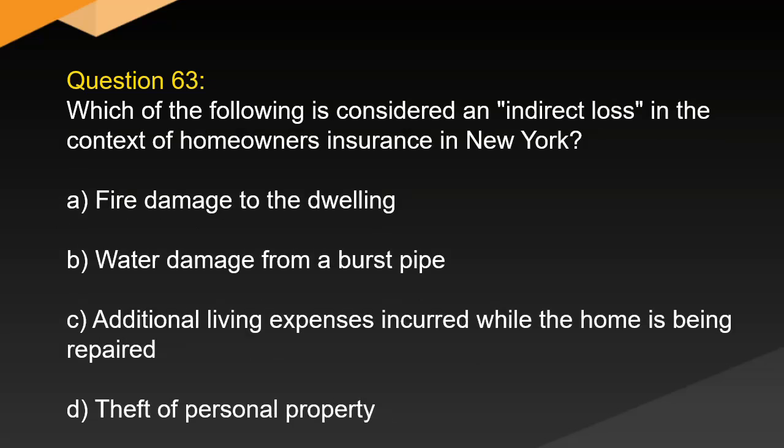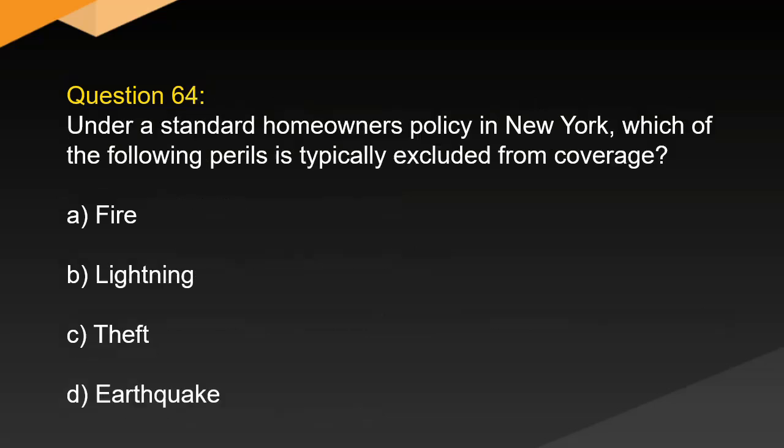Question 63. Which of the following is considered an indirect loss in the context of homeowners insurance in New York? A. Fire damage to the dwelling. B. Water damage from a burst pipe. C. Additional living expenses incurred while the home is being repaired. D. Theft of personal property.